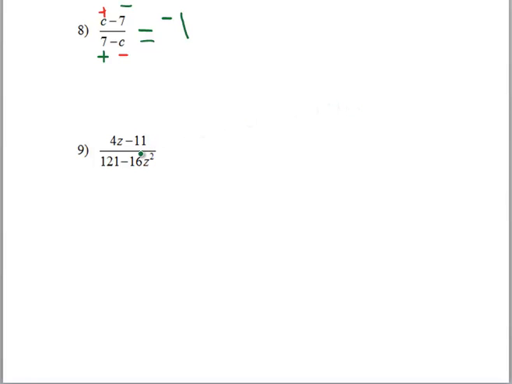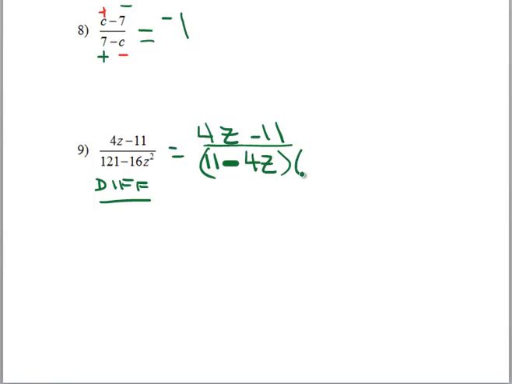Now, for this one, it's not nearly as obvious, so we're going to have to do a little digging to make it work. So, first of all, the numerator is 4z minus 11. And I'm going to have to factor the denominator, which by looking at it via inspection, I can see that I have the difference of squares. Again, you're going to see that all the time. So the square root of 121 is 11, and the square root of 16z squared would be 4z. So plus 4z and minus 4z.